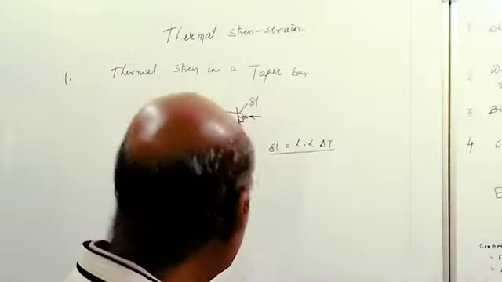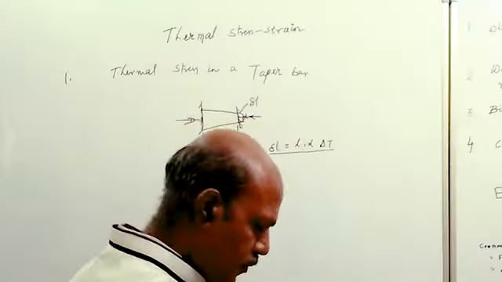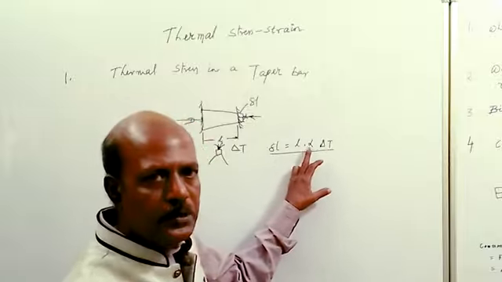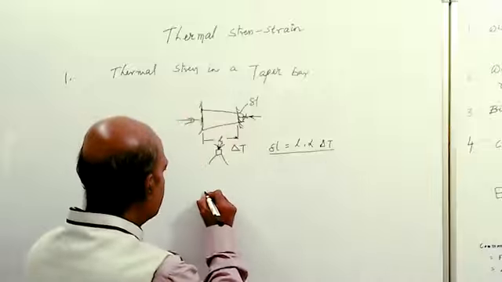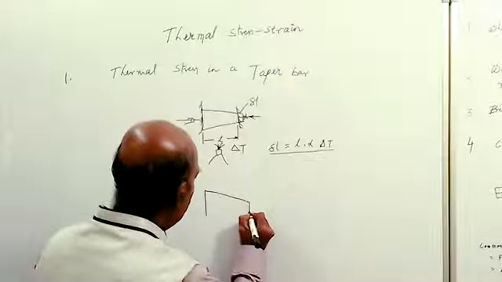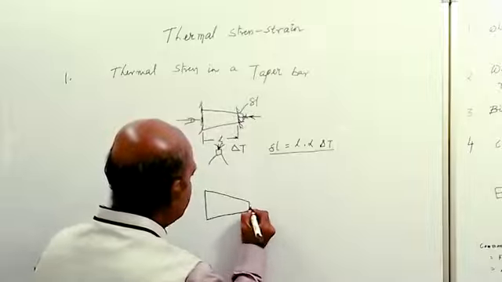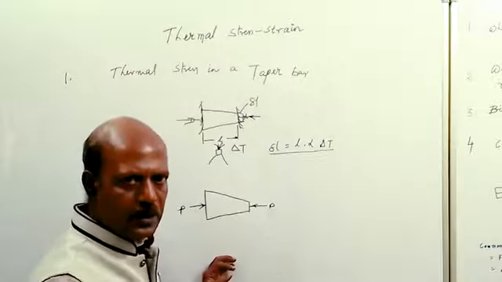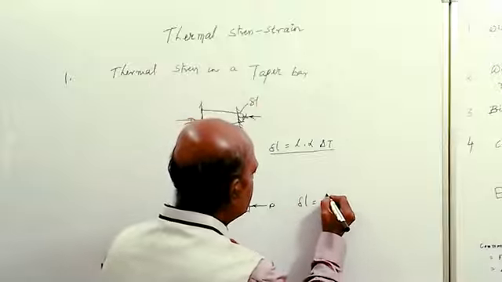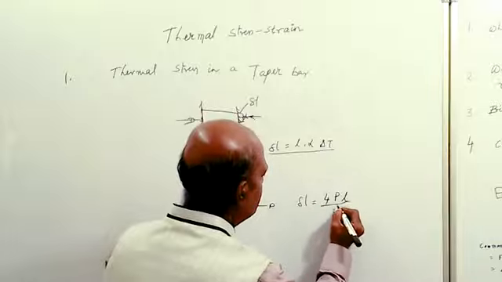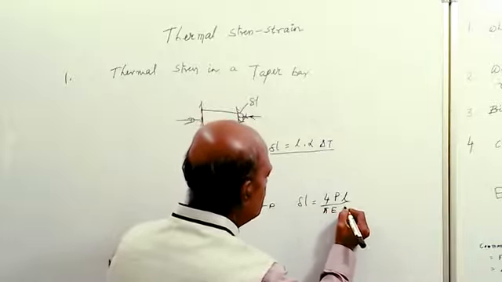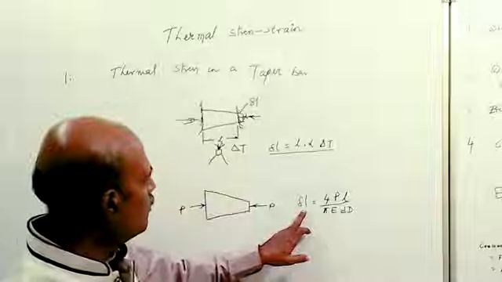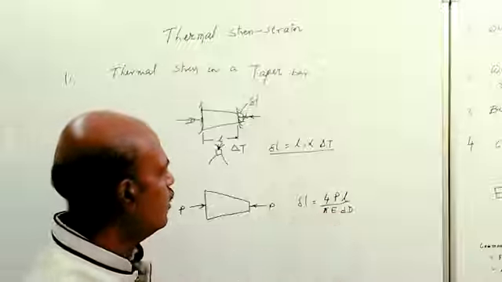So we have seen the deformation in the bar because of temperature rise delta T is given by L into alpha into delta T. In the earlier case, when a load P is applied over the member, the deformation produced in this taper bar is calculated as delta L is equal to 4 P L by pi E into small d into capital D.